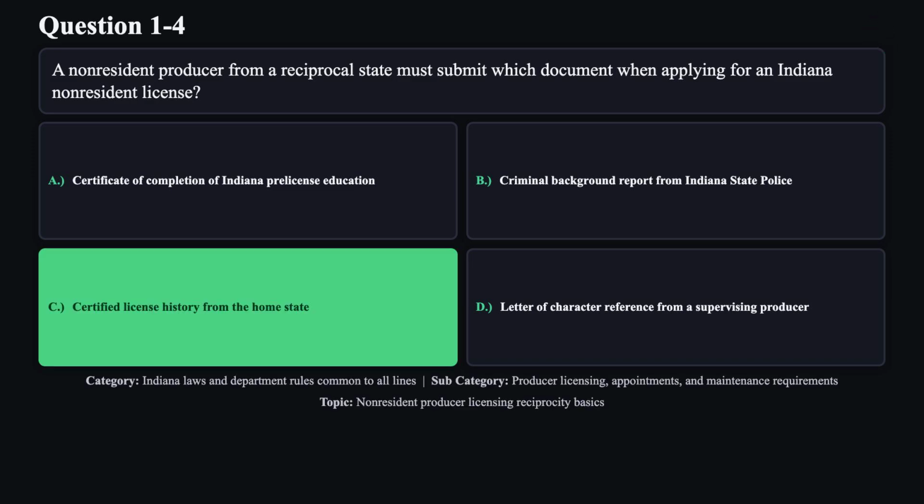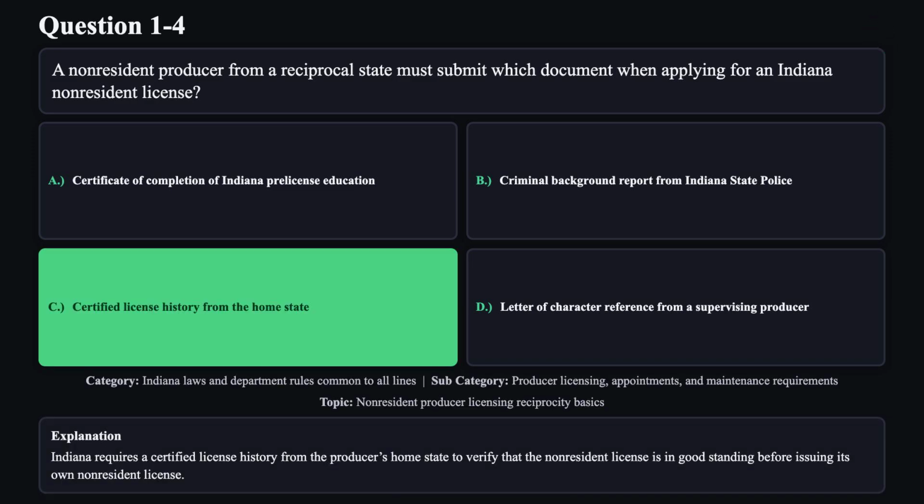The correct answer is C. Indiana requires a certified license history from the producer's home state to verify that the non-resident license is in good standing before issuing its own non-resident license.